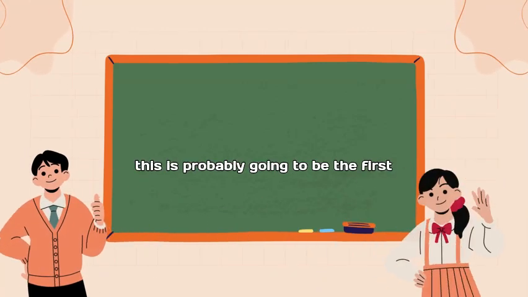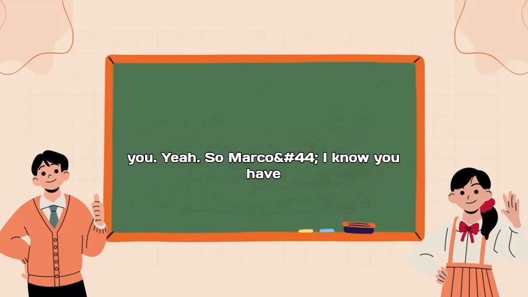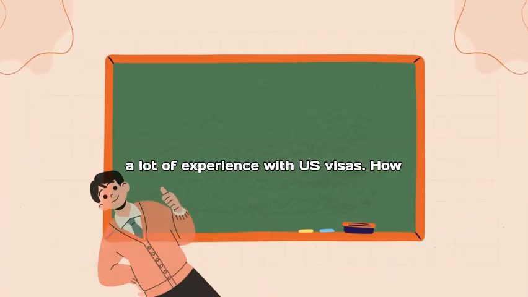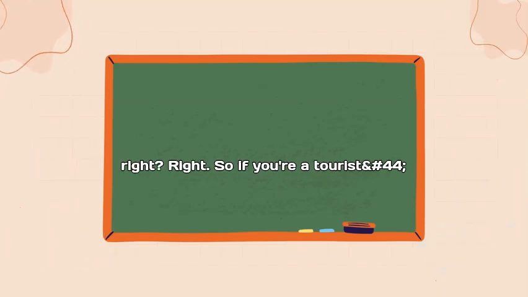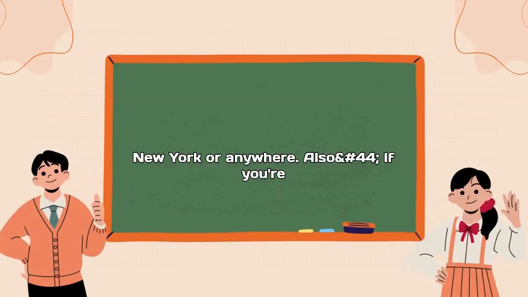So this is probably going to be the first question the interviewer is going to ask you. Yeah. So Marco, I know you have a lot of experience with U.S. visas. How should we answer this question? Well, it depends on what you're doing, right? Right. So if you're a tourist, you would say, I'm going on vacation to New York or anywhere.